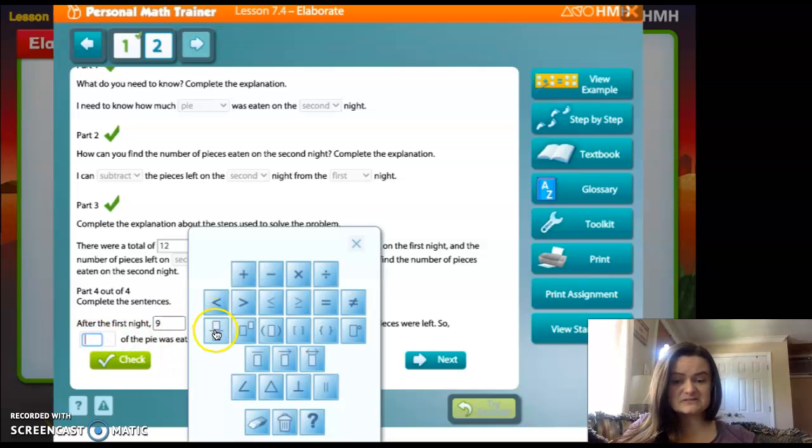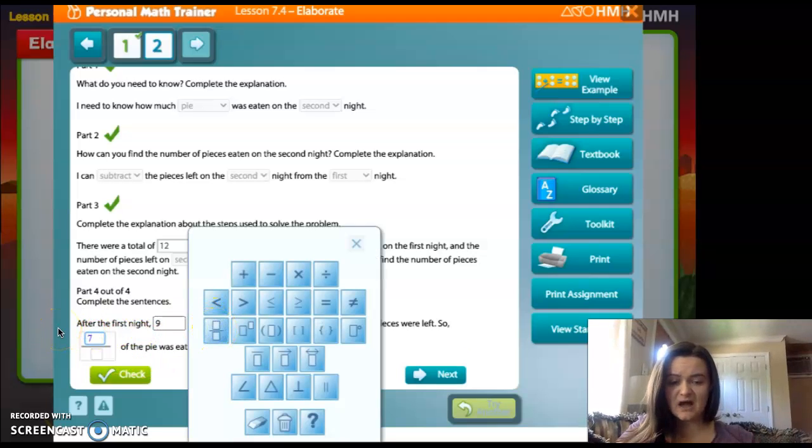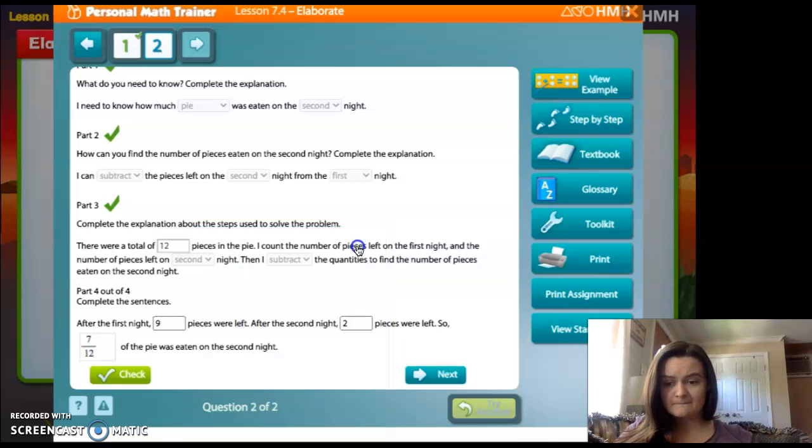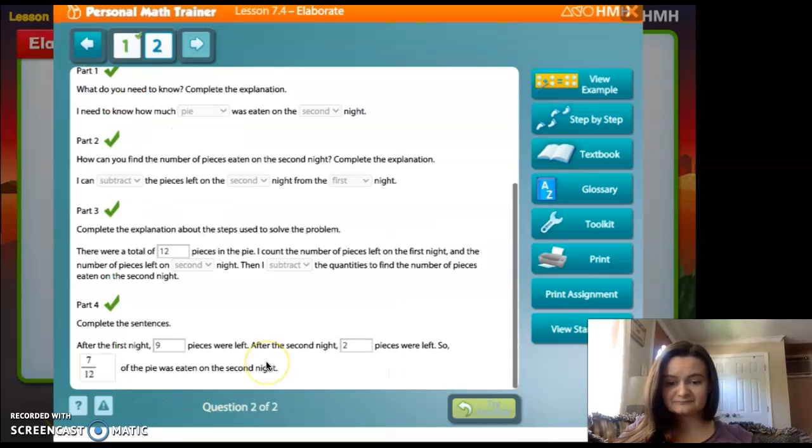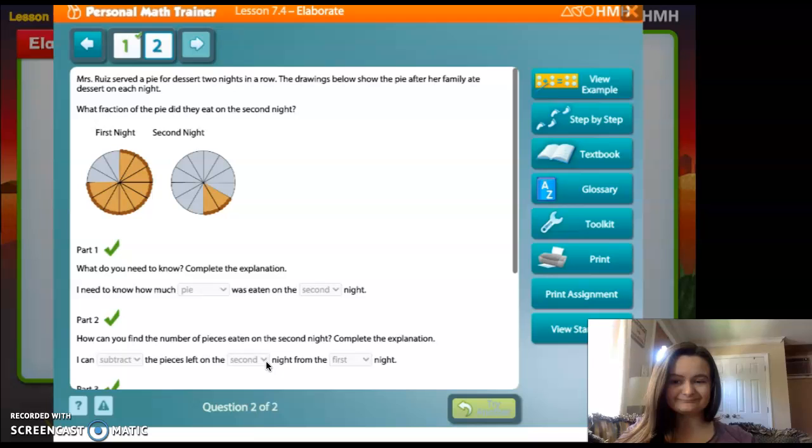Click on this box. Here's the fraction. I'm going to put 7 as my numerator and 12 because there's 12 size pieces for my denominator. Check it. Submit it when you're done.